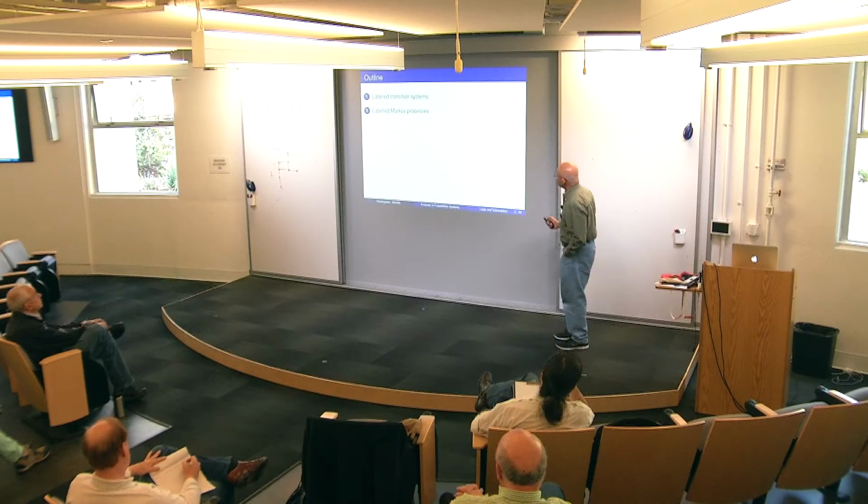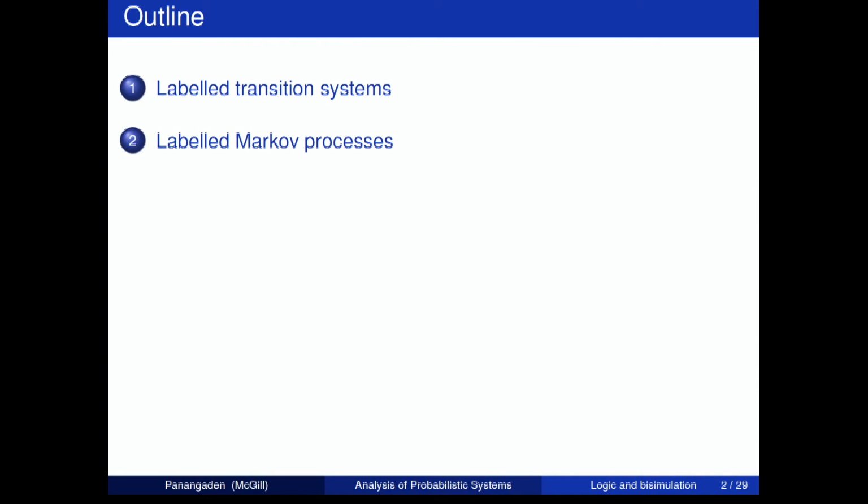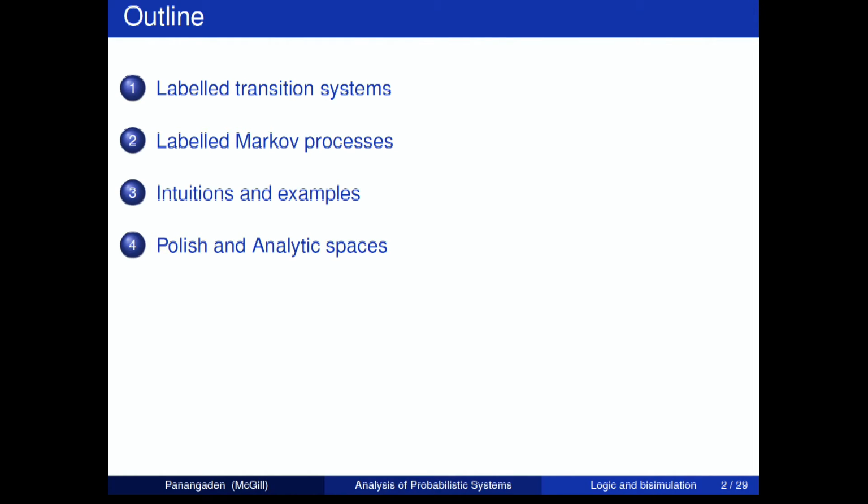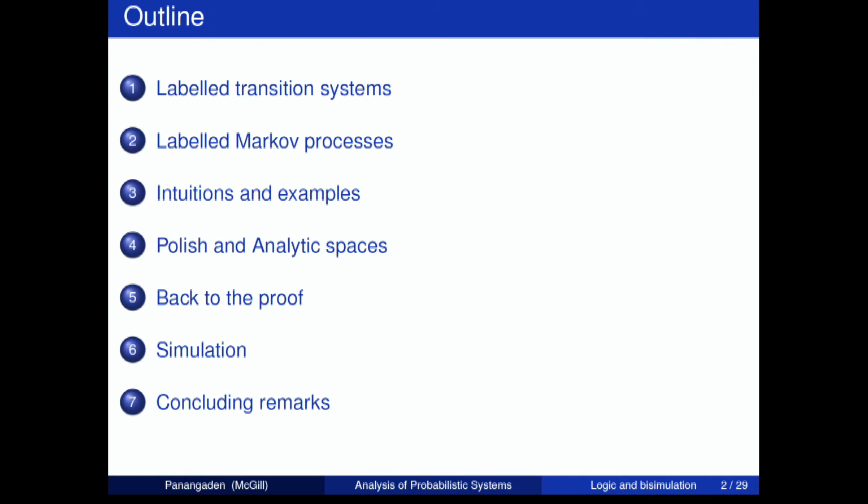So I'll give a brief summary of labeled transition systems, and then I'll move on to labeled Markov processes by the simple device of replacing the transition relation with probabilistic relations that I introduced yesterday. And then I will give some intuitions and examples. But then I will have to make a digression into the theory of Polish and analytic spaces. And then I'll get back to the proof. And then I'll say a bit about simulation, which is, of course, not the same as bisimulation, but closely related, and for which there is also a logical characterization, but with an unexpected twist. And finally, I'll say something at the end, miraculously called concluding remarks.